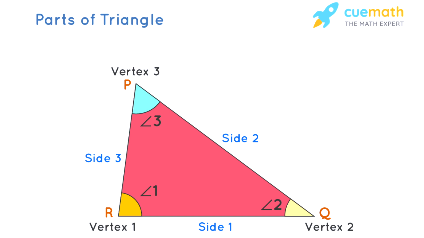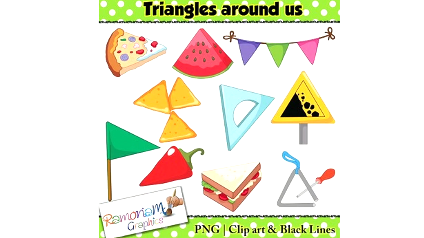Now we are going to move to a little bit of extra class where we can see triangles in real life. Have you seen these things in real life? Pizza, watermelon, birthday decoration items, nachos, a flag in triangular shape, chili, sandwich, bell, road signs, etc. There are so many places around us which show a triangle. Do you have any example where you can find a triangle in real life? Yeah, think about it.